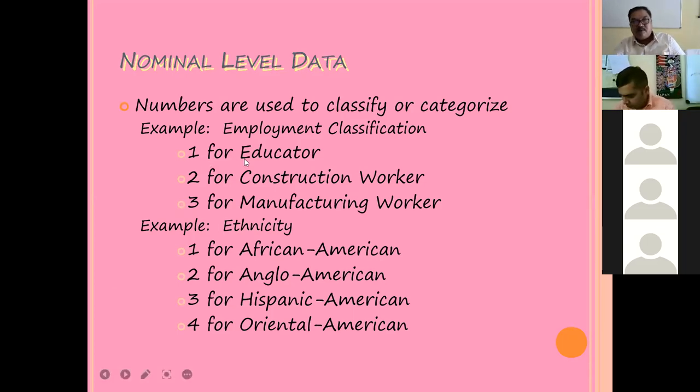So there is no value for the numbers. I have given 1 for the educators, 2 for the construction workers, and 3 for manufacturing workers. How have you given these numbers? Why is it 1 for educators? You can give 1 for the manufacturing workers, and 2 for the educators. You can give any number. The number doesn't give any value.